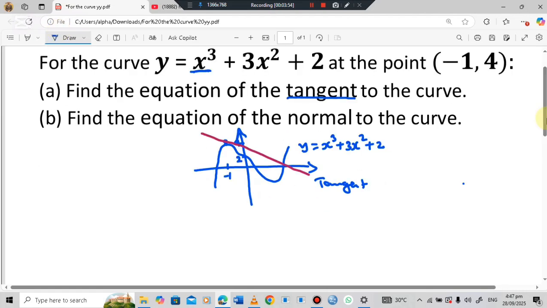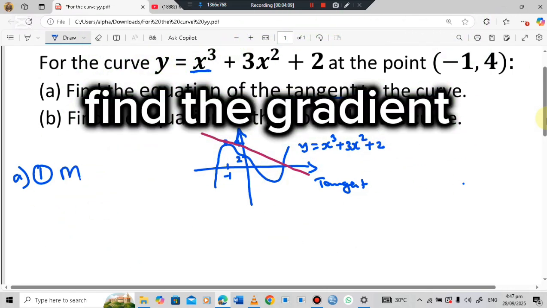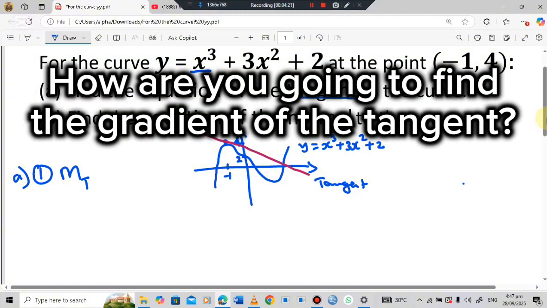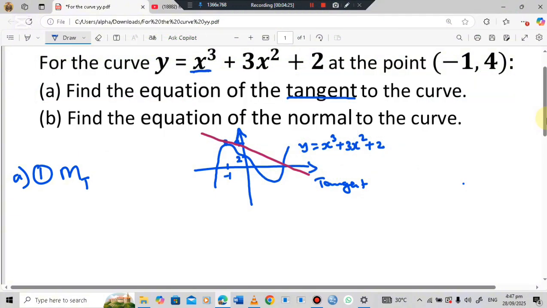So what is the first thing that you are supposed to do? Remember, this is part A. To find the equation of this line we are calling the tangent, first of all, we need to find the gradient mt, meaning the gradient of the tangent. How are we going to find the gradient of the tangent? We are going to do that by differentiating, or finding the derivative of, this original equation.